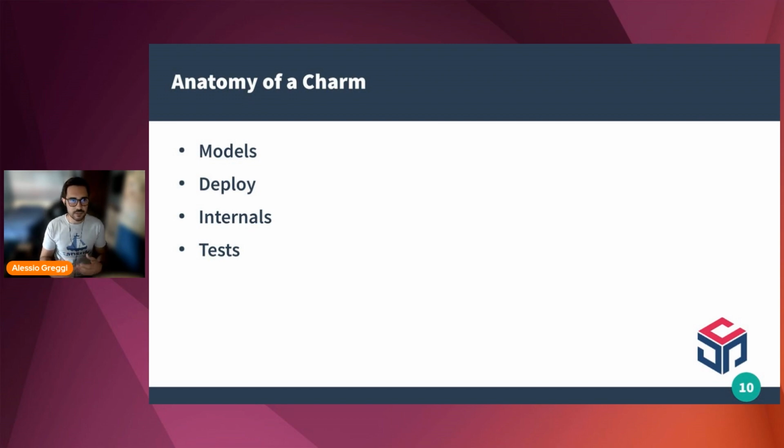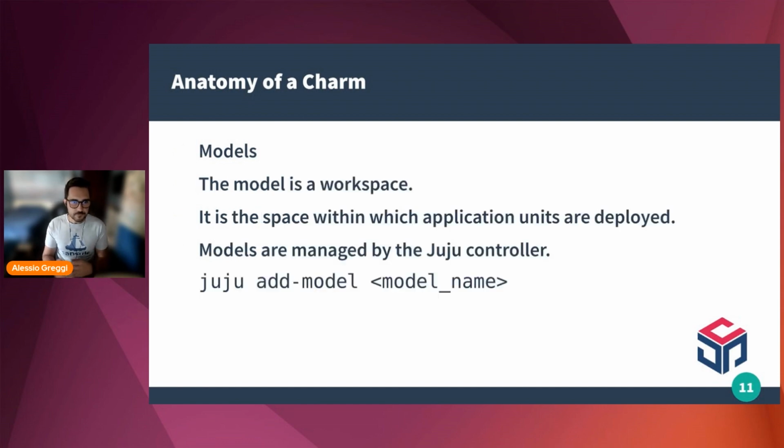As the last part, I wanted to explain the anatomy of a charm, highlighting the most important points that we encountered during the development. So as you can see, I wanted to list the models, the deploy, and some internals about the SDK, and in the end, also the tests that are always really important. So let's start with the models.